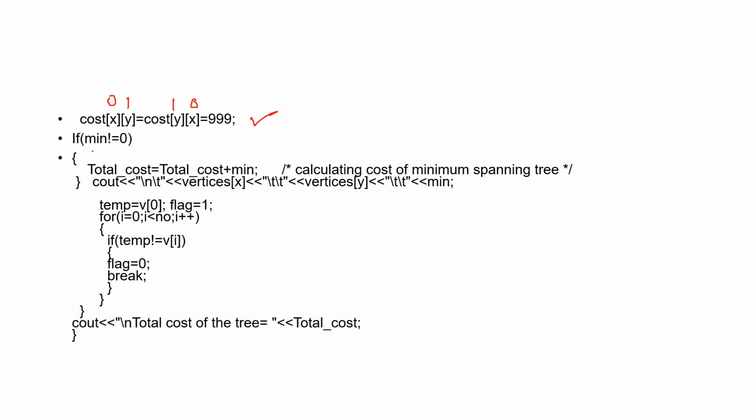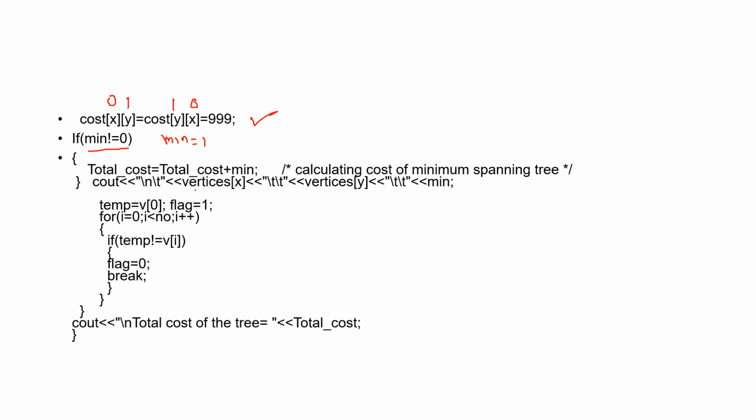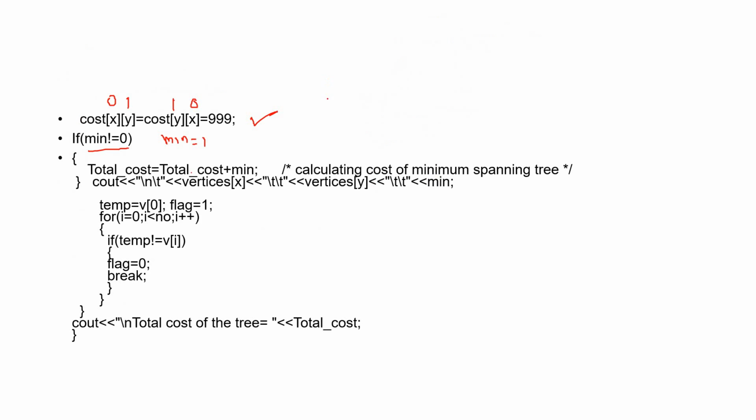After that, minimum is not equal to 0, right? Because right now minimum is equal to 1. From where are we getting it? Here we are getting it: when the minimum value was 1, we assigned minimum equal to 1. Okay? So minimum is not equal to 0, so true. Then total cost is equal to total cost plus minimum. Initially we have initialized total cost with 0. So total cost is equal to total cost plus minimum, so 0 plus 1. Total cost will become 1 now.